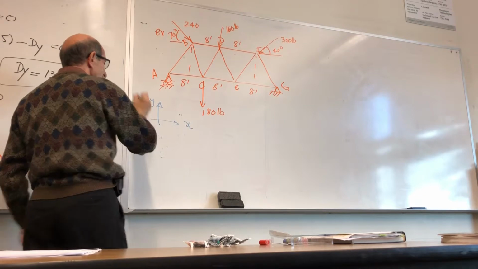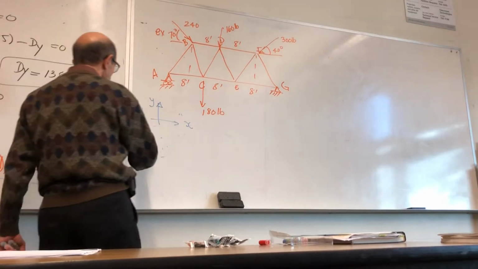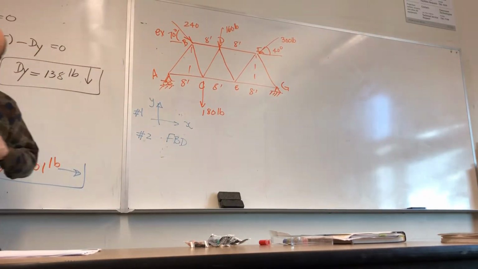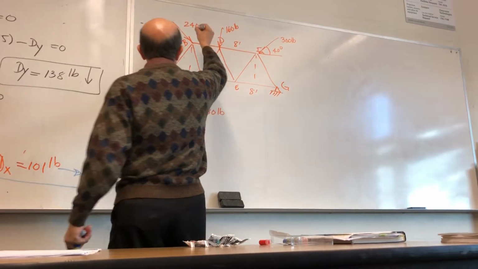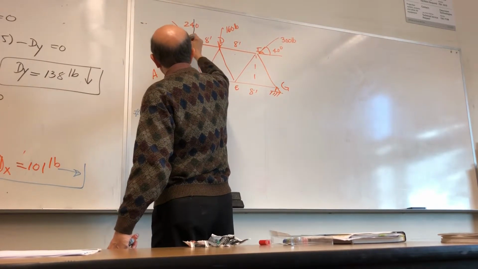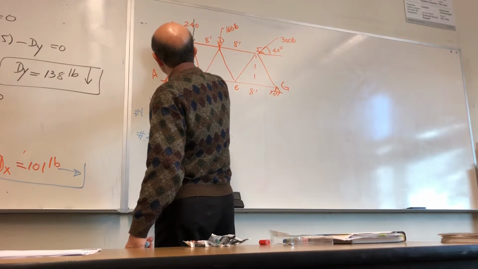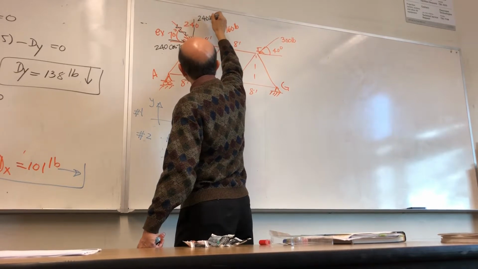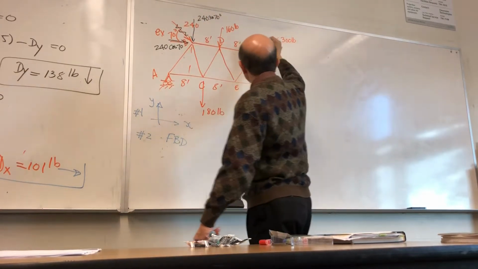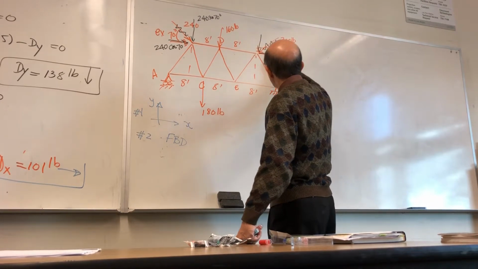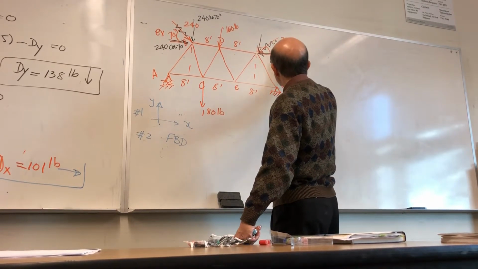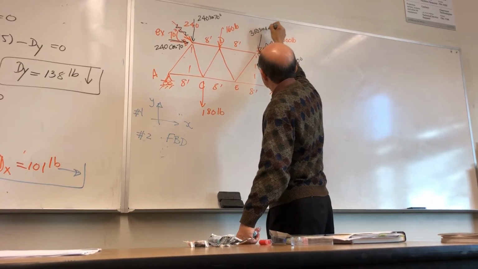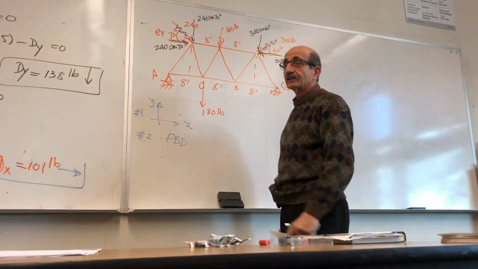Step number 1, X and Y. Step number 2, free body diagram, right? But in order to do the free body diagram, first replace the inclined forces with their components. So this would be 240 cosine 70, 240 sine 70. Same with this one: this is 300 cosine 40, this is 300 sine 40.